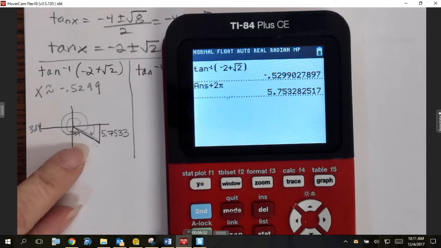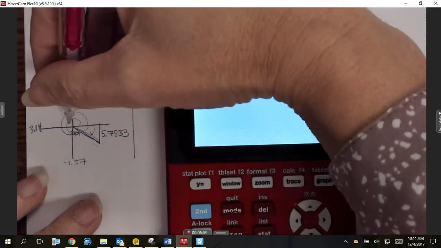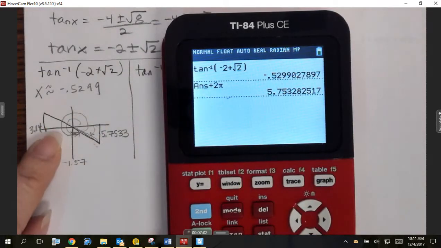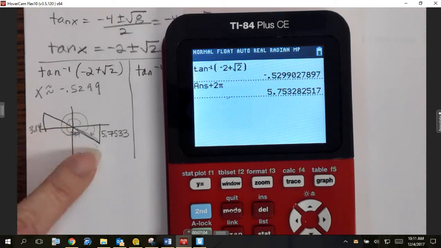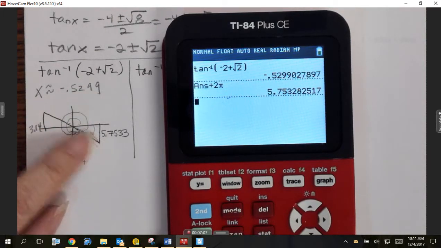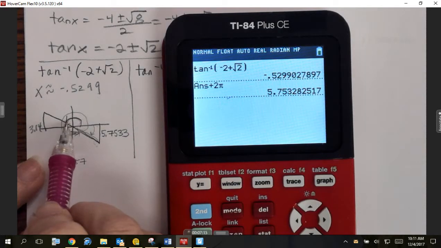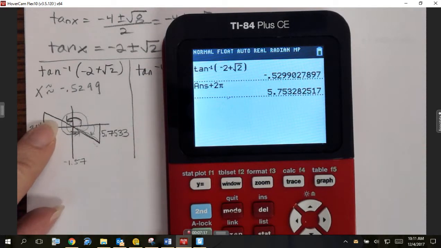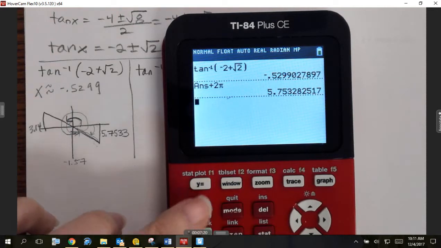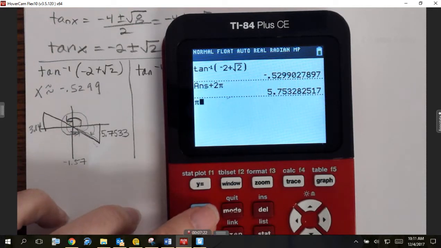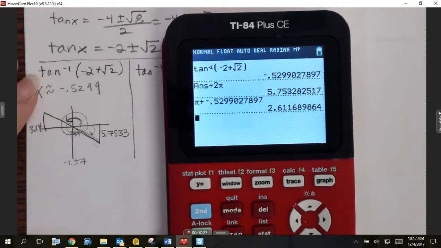Where tangent's in the fourth quadrant, where else would tangent be at that point? What other quadrant? Second. So I'm going to have another answer over in the second quadrant. You have to know tangent is always either 1 and 3 or it's 2 and 4, depending on if we're doing a negative or positive. So I need to find that reference angle, but in the second quadrant. So if I take pi and I subtract off 0.5299, I will get that second answer. 2.6117.